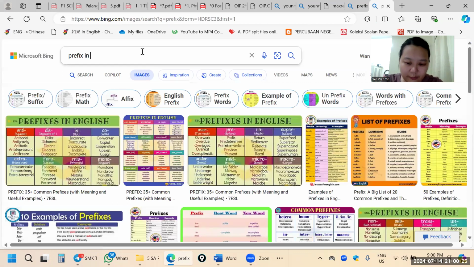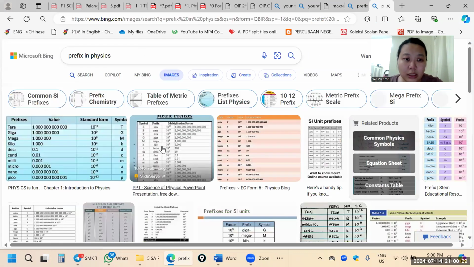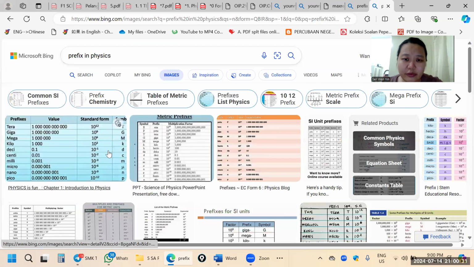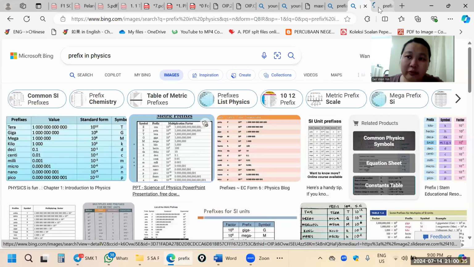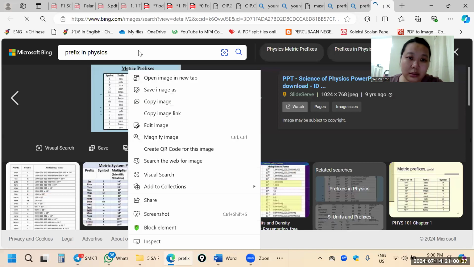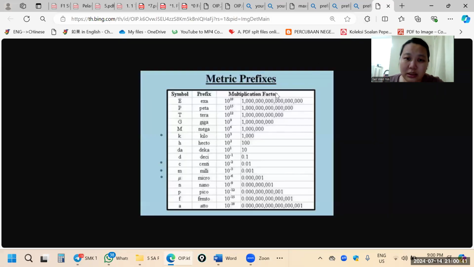Physics. Actually, I think in Form 4 they should teach this one more time. Last time in Form 4 we learned this. We should learn this in Form 4 again. So let's see.